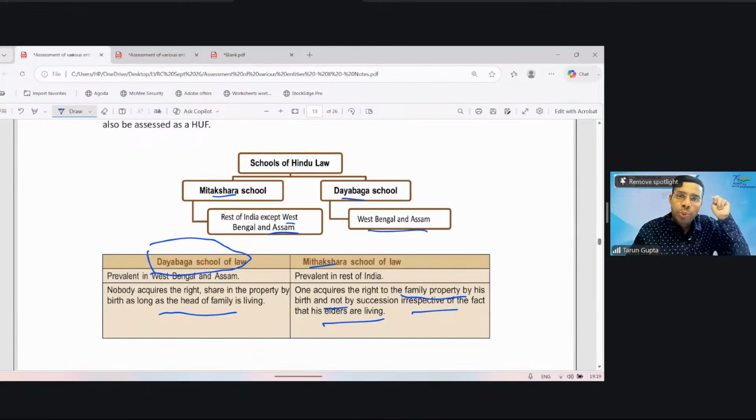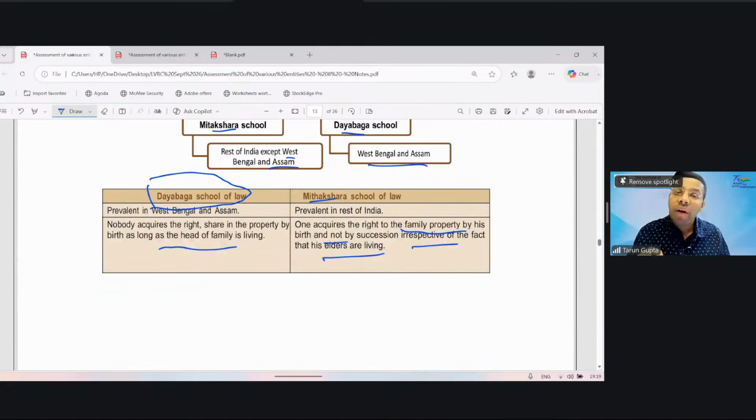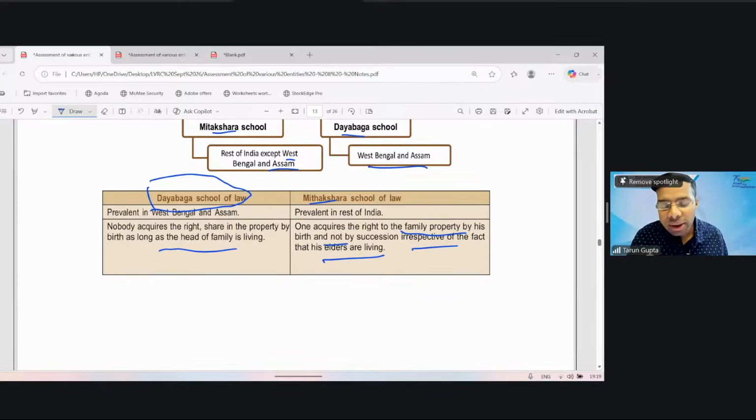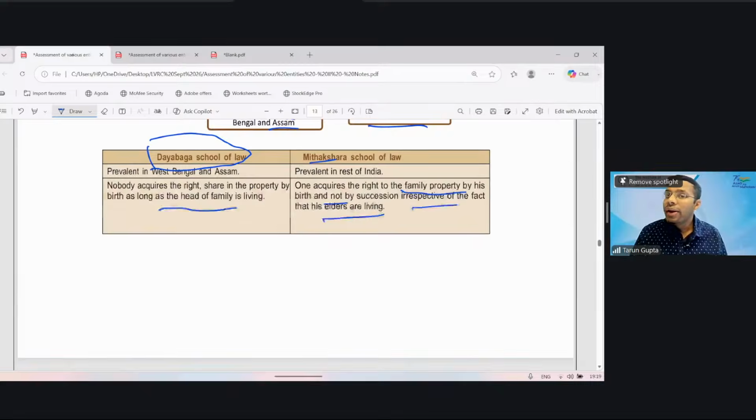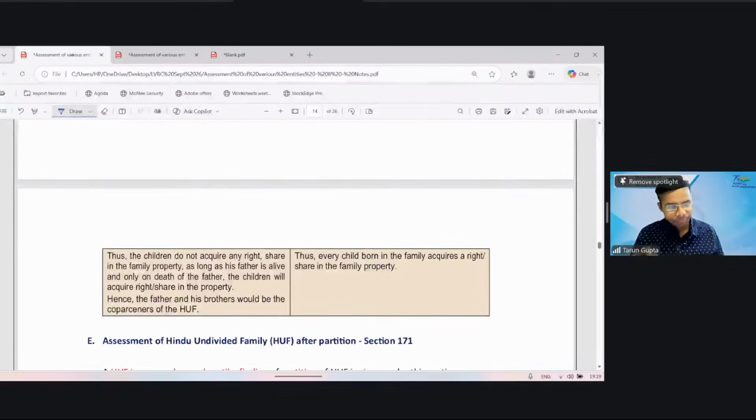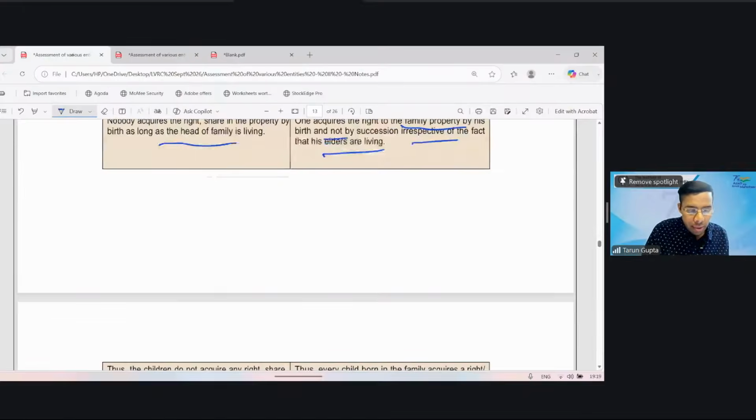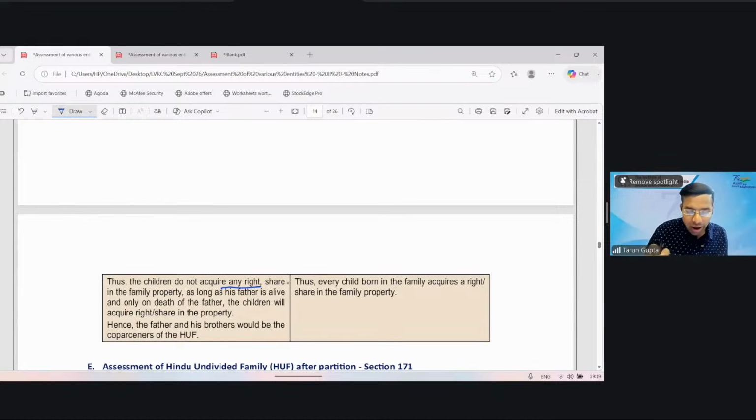So in West Bengal and Assam, one gets a right only after the death of the elders, while in Mitakshara school of law, one gets the right by birth, even if the elders are living. So in Deyabaga, the children do not acquire any right or share in the family property as long as their father is alive, and only on the death of the father will the children acquire right or share in the property. And the father and brother would be the co-partners of the HUF and not their sons. While in Mitakshara, every child born in the family acquires right or share in the family property.